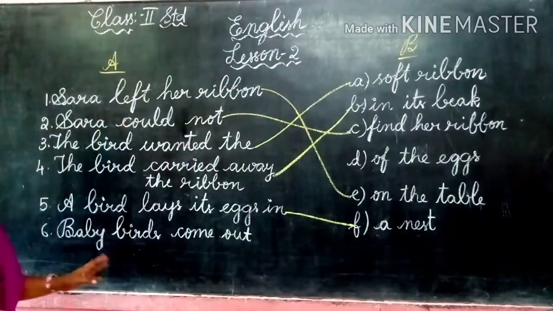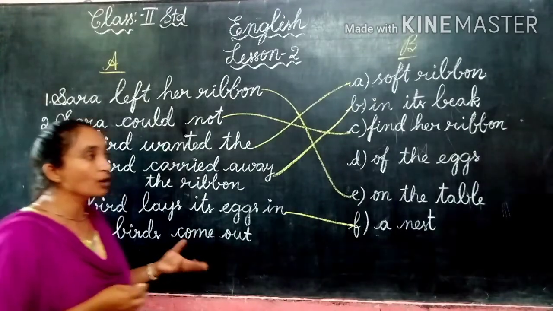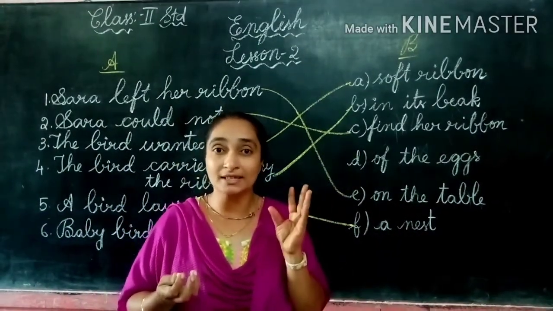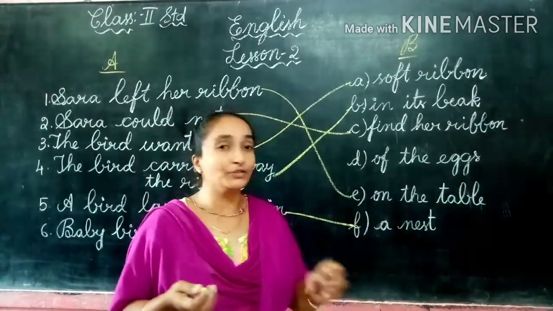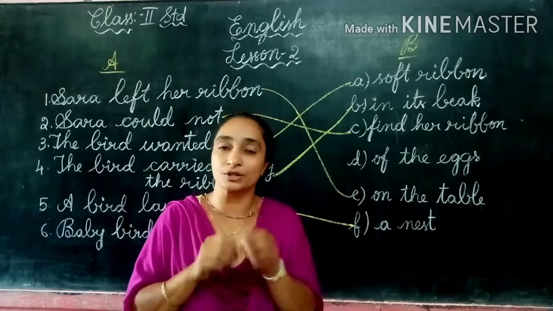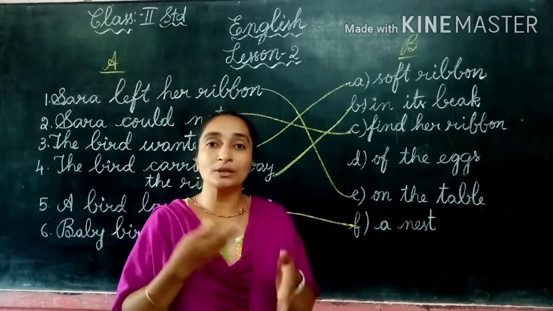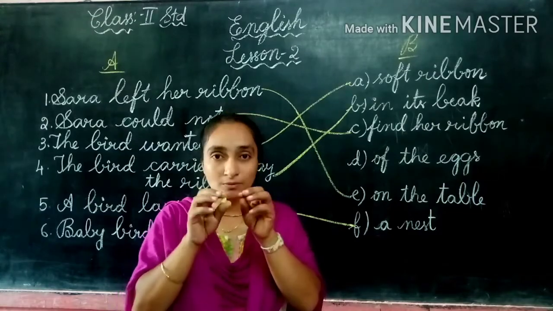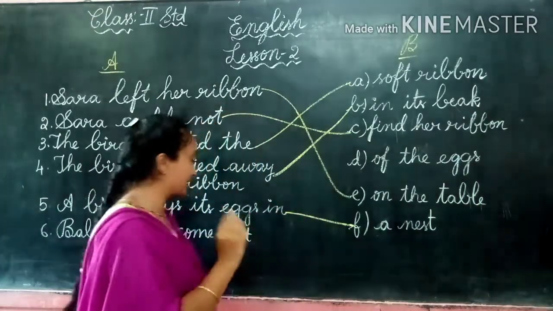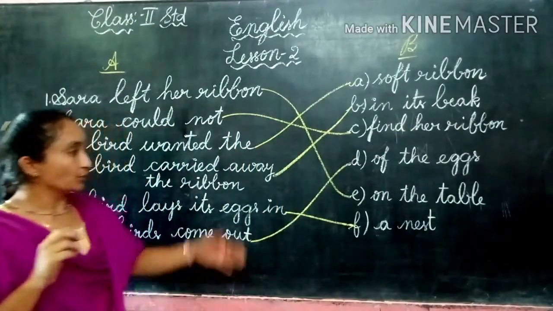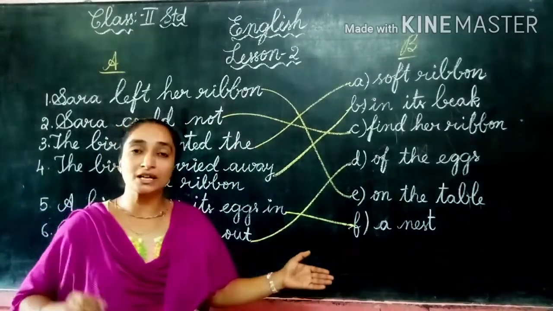And the last one is baby birds come out. From where will the baby birds, the small chicks, come out? Yes, of the eggs. The baby birds will come out from inside the eggs after hatching. The birds hatch their eggs, and after a few days the small baby birds come out. So children, here we have completed our matching.